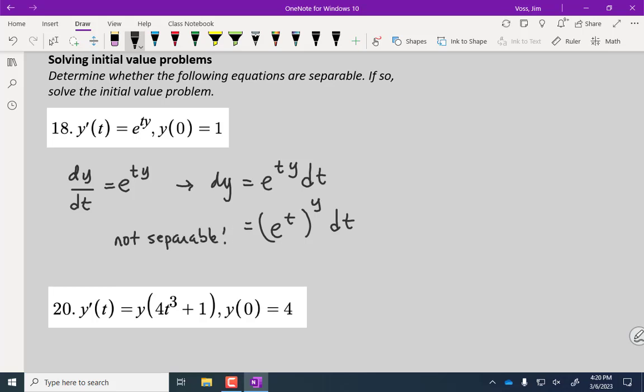Not separable. Now, what about this? I'll give you this one to do that's very closely related. So, ready, set, go. That one you can do.